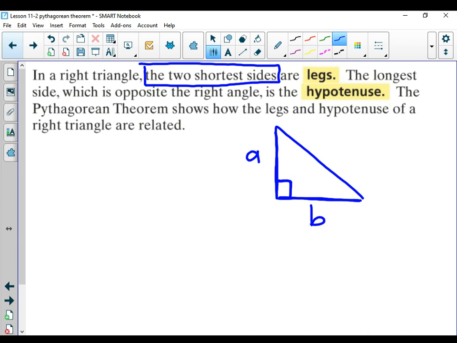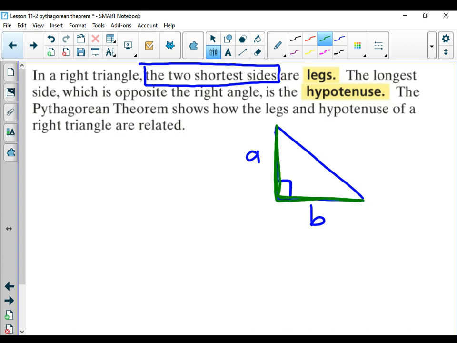A squared plus B squared equals C squared. Now, if it's not obvious which ones are the two shortest, you can also look for the two that make the 90 degrees. Those are the legs. So you've actually looked at those two sides a lot in the past month when finding the area of a triangle. You just didn't know that they were called legs. Now you know. Leg A and leg B.